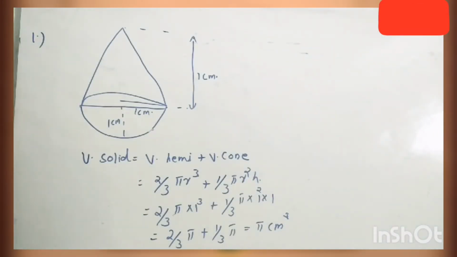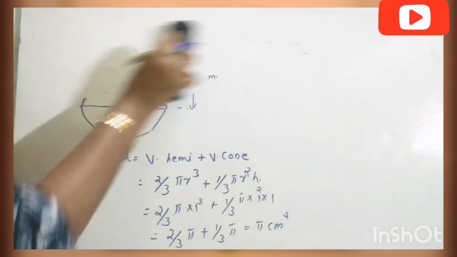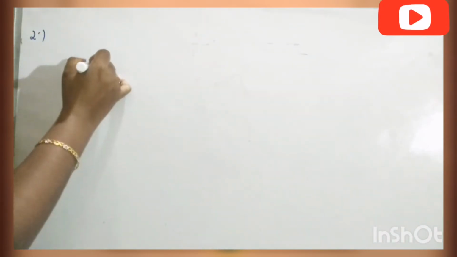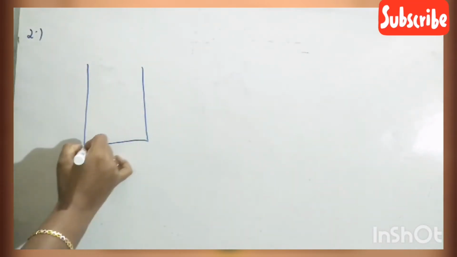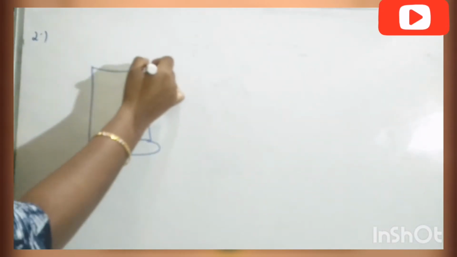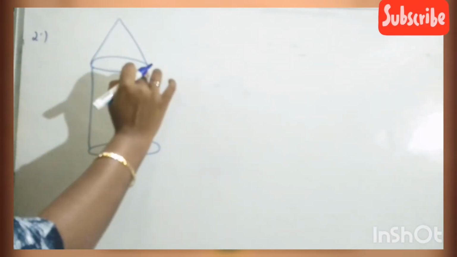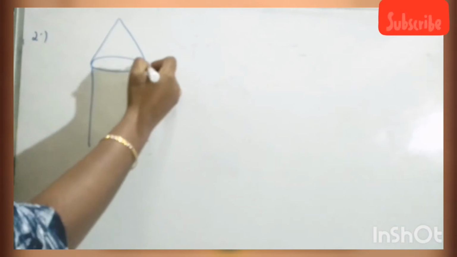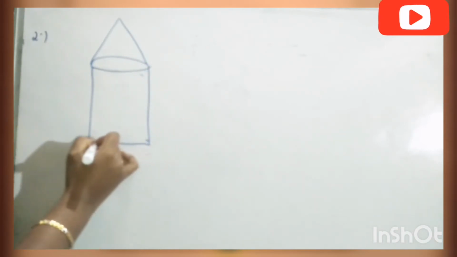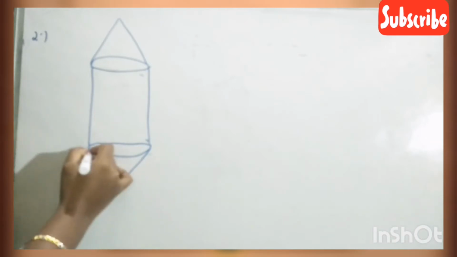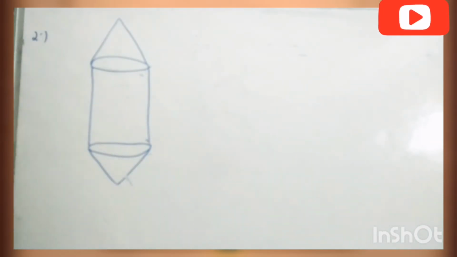So in this question we have a cone and a cylinder. The center portion is a cylinder, and on both the ends we have a cone. This is the shape of the solid.